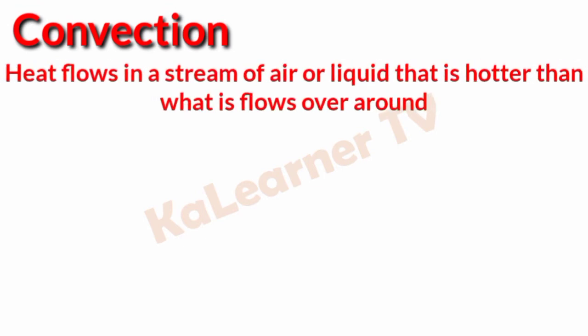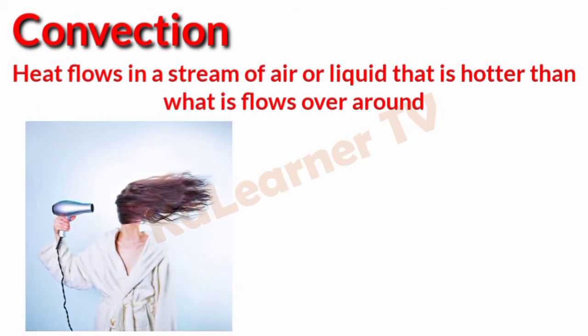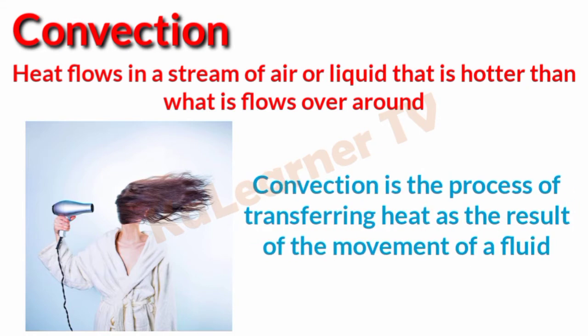Convection. Heat flows in a stream of air or liquid that is hotter than what it flows over or around. For example, a blow dryer generates a stream of heated air to dry hair. So the hair is heated by the process of convection. Convection is the process of transferring heat as the result of the movement of a fluid.